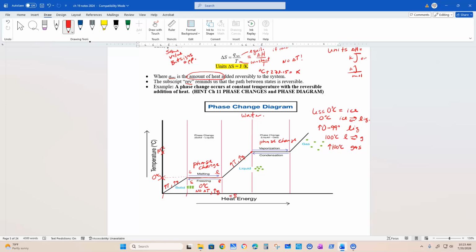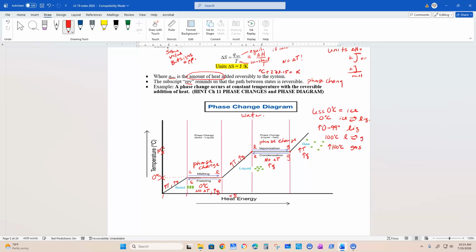But when I get to a phase change for vaporization, liquid to gas, or when I am cooling it down, gas to liquid, notice there is no change in temperature, but my heat is still increasing. And obviously past this point right here, you have straight gas, and there is no other state of matter after that. So a reversible process is like phase changes.